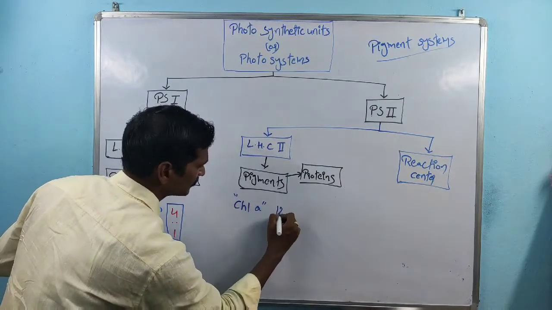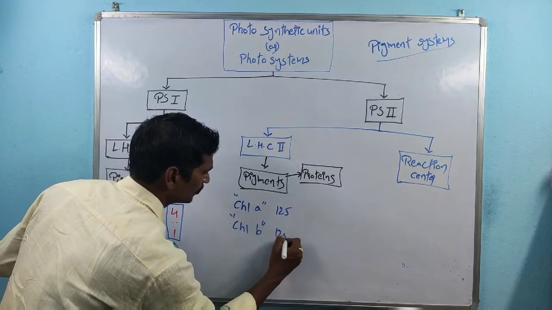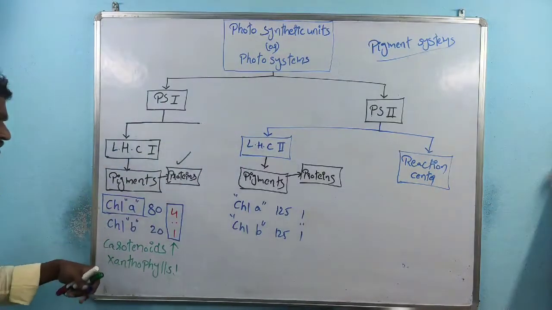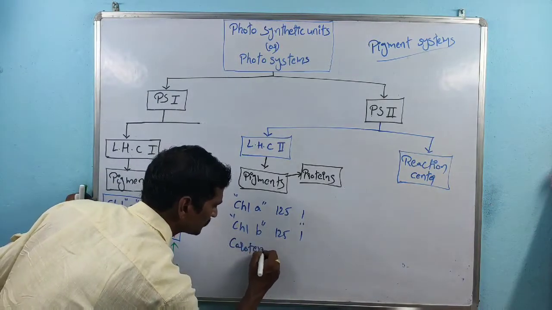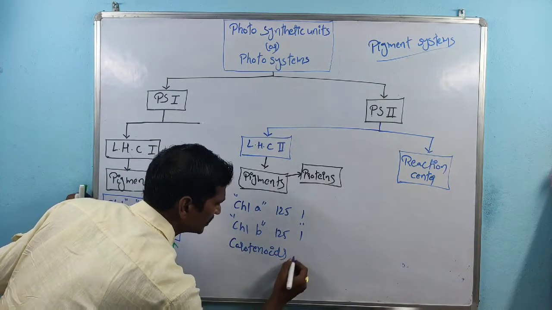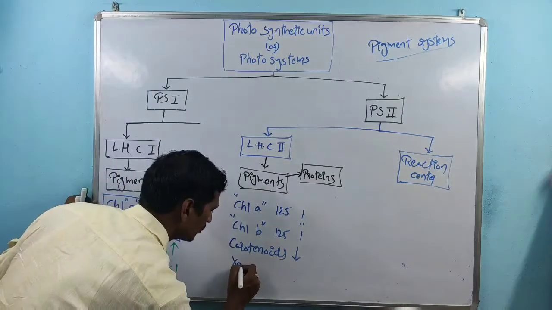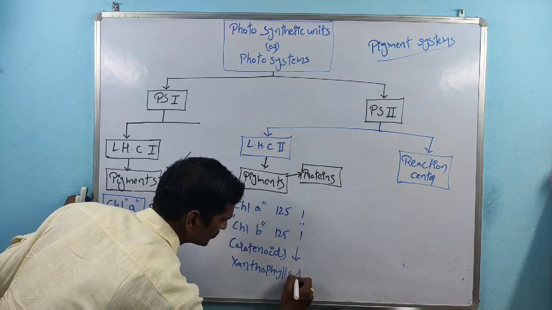The chlorophyll A is 125, and the chlorophyll B is also 125. So the ratio here is 1:1. And the next one is the carotenoids. Here, a smaller amount of carotenoids is present and a larger amount of xanthophylls is present.